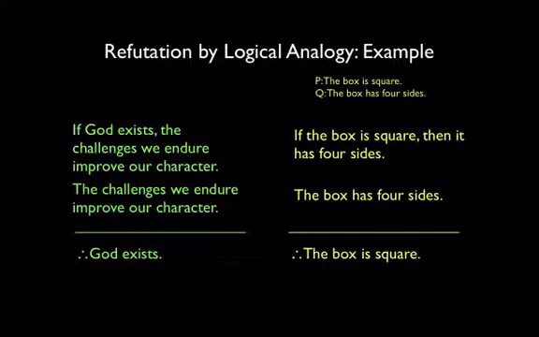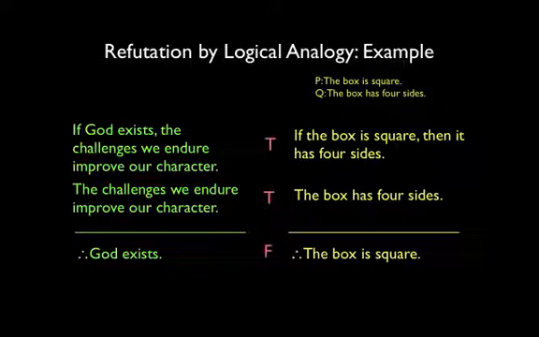Suppose that the first premise is true. That is, suppose it's true that if the box is square, then it has 4 sides. And suppose that the second premise is true. That is, that the box has 4 sides. It can still be false that the box is a square, for example, if the box is a rectangle.